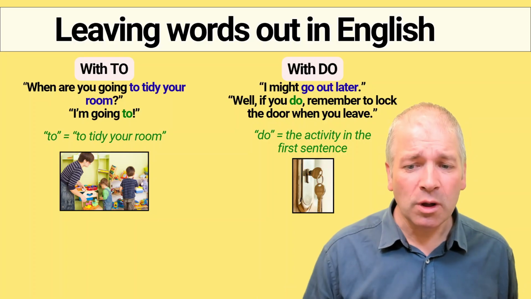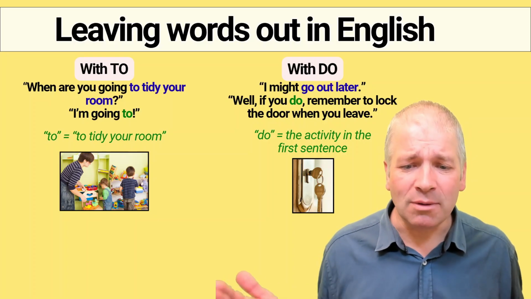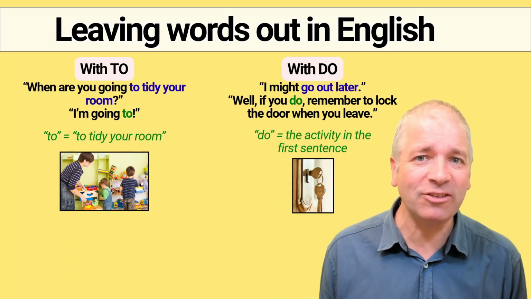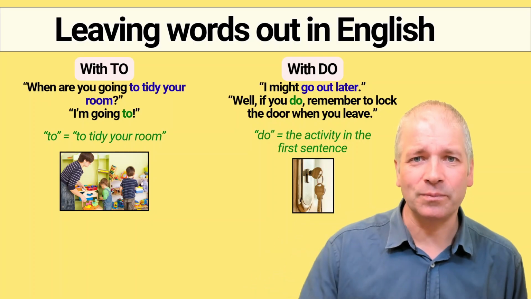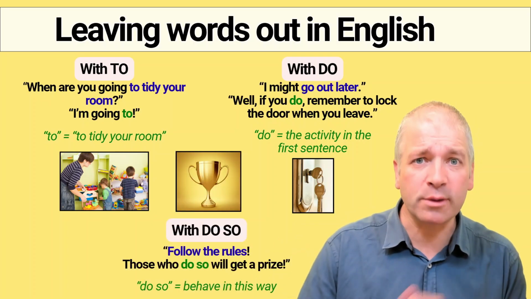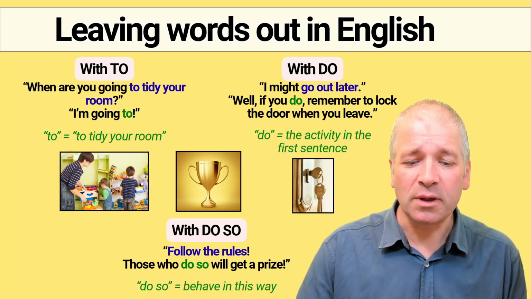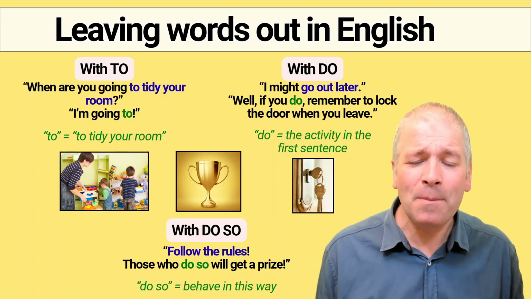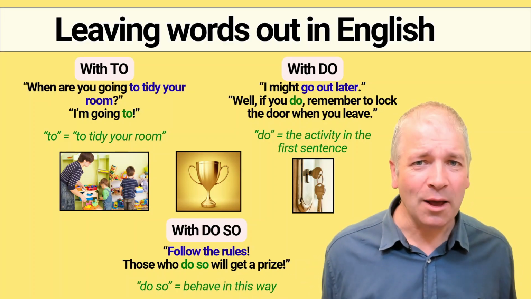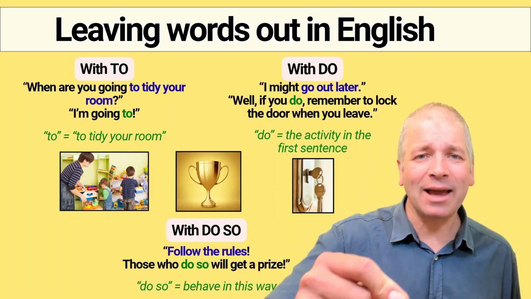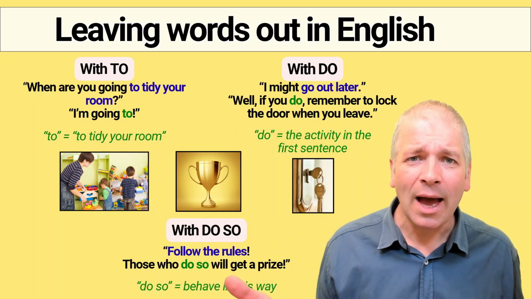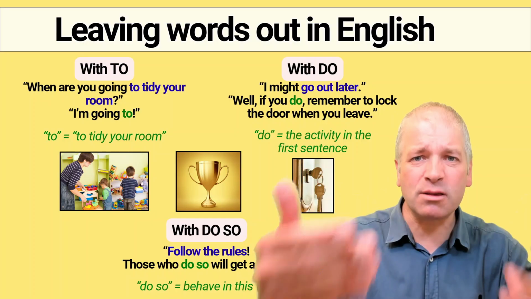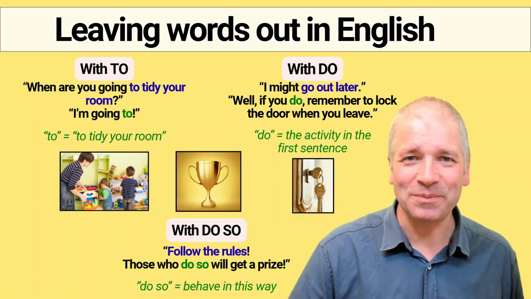Well, if you do, remember to lock the door when you leave. So here, do means the activity in the first sentence. Go out later is replaced by do. And also with do so. Follow the rules. Those who do so will get a prize. And do so here means behave in this way. Which way? Follow the rules. It's referring back to an instruction before, and do so replaces it if you are going to behave in the way described with the information before.